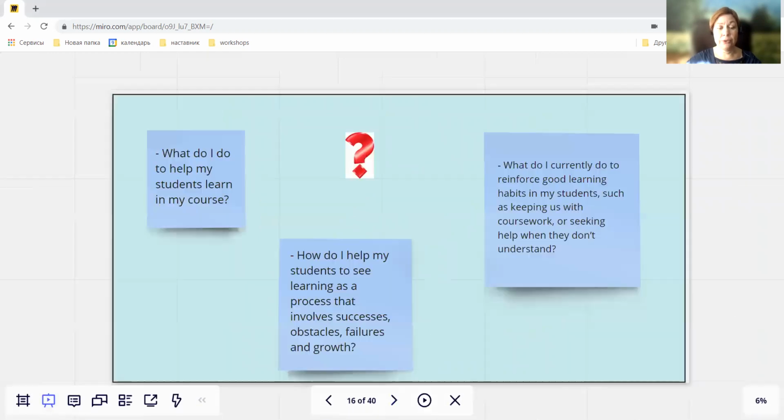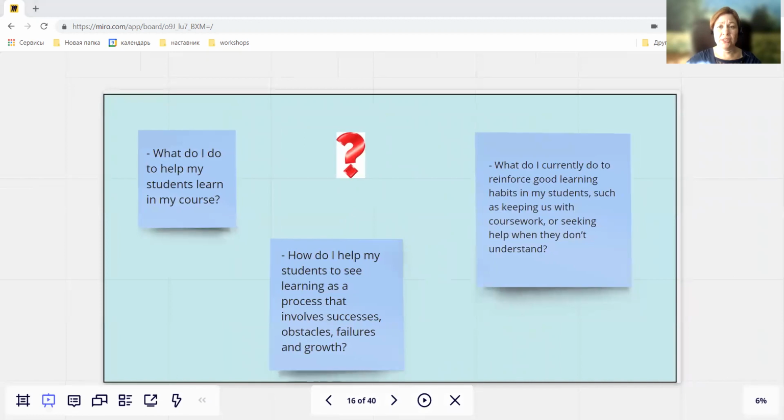To guide your thinking through this topic, take a moment to consider what you're already doing to help your students learn and lessen their anxiety. Pause the video and jot down some ideas in response to the following questions. What do I do to help my students learn in my course? What do I currently do to reinforce good learning habits in my students, such as keeping up with coursework or seeking help when they don't understand? How do I help my students to see learning as a process that involves successes, obstacles, failures, and growth?